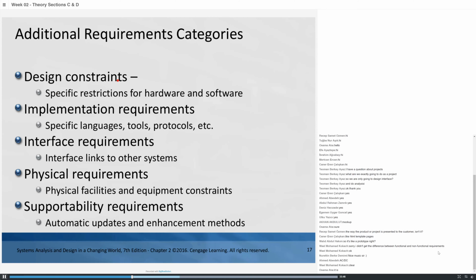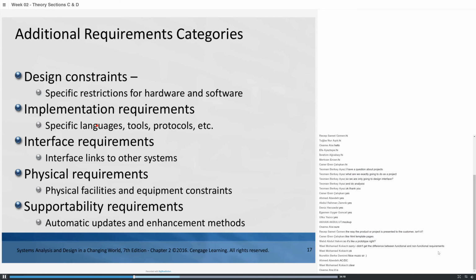You should know that. Also, implementation requirements. This is about setting specific protocols. A customer can say that I want you to follow X protocol in business transactions. Yeah, this is an example of it.